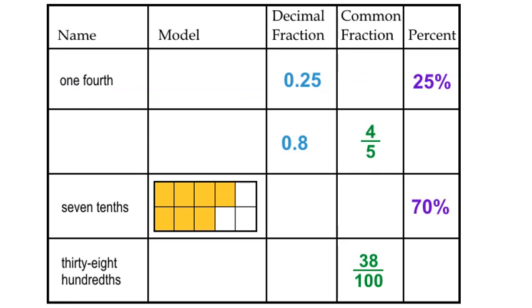Okay, so here's a little chart to show that the name, the model, the decimal, a fraction, and a percent can all show the same thing. So let's have a look at the first one. 1/4. And they want you to draw a picture of that. Well, I'm going to draw a box with 4 parts. Okay? Because the second word here, the 4th, down here we have tenths, down here we have hundredths. That tells me how many boxes I need to draw.